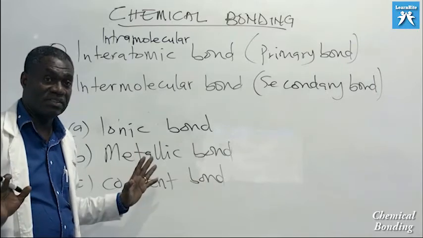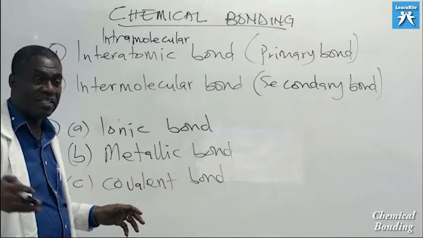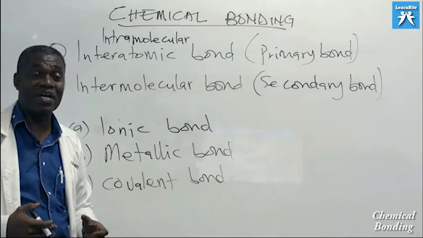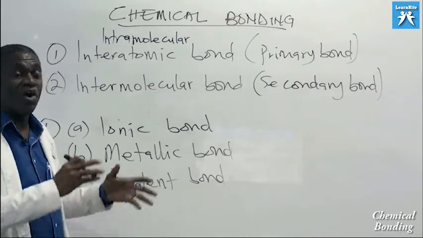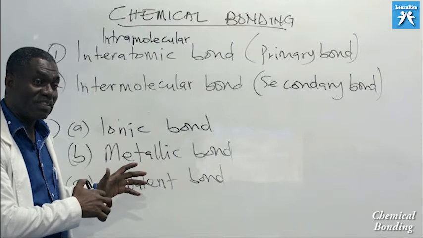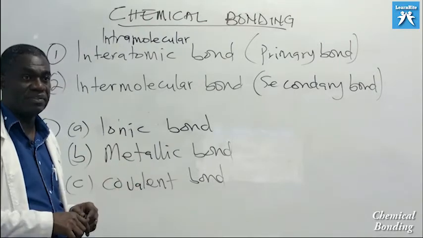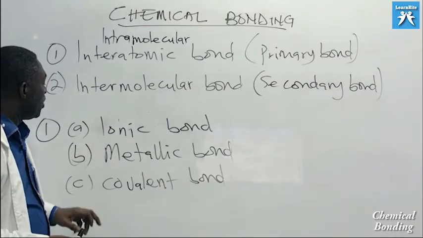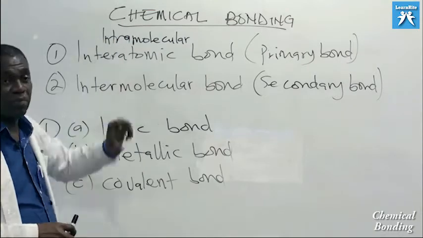They are all covalent, but the way they are formed gives them an additional adjective. Okay, so we may have something called dative covalent bond, we may have something called nonpolar covalent bond, we may have something called polar covalent bonds. They are all covalent in essence, but the way they are formed gives them different names. So we have ionic bond, metallic bond, covalent bond. These are the three main types of primary bonds or interatomic bonds.